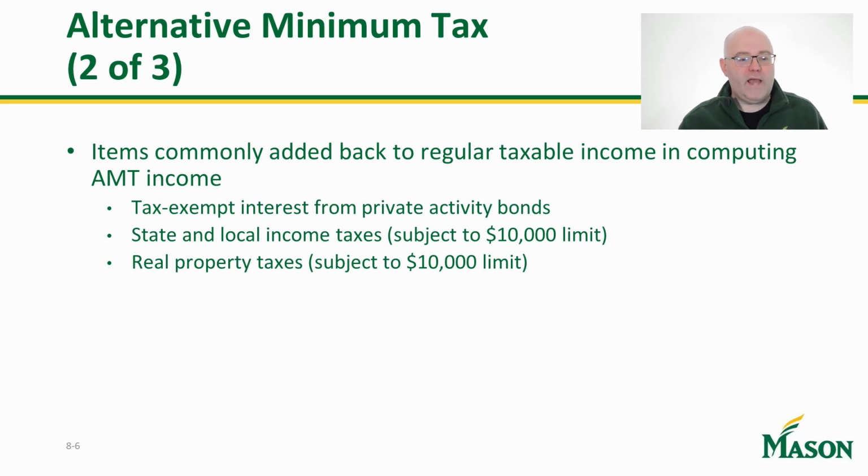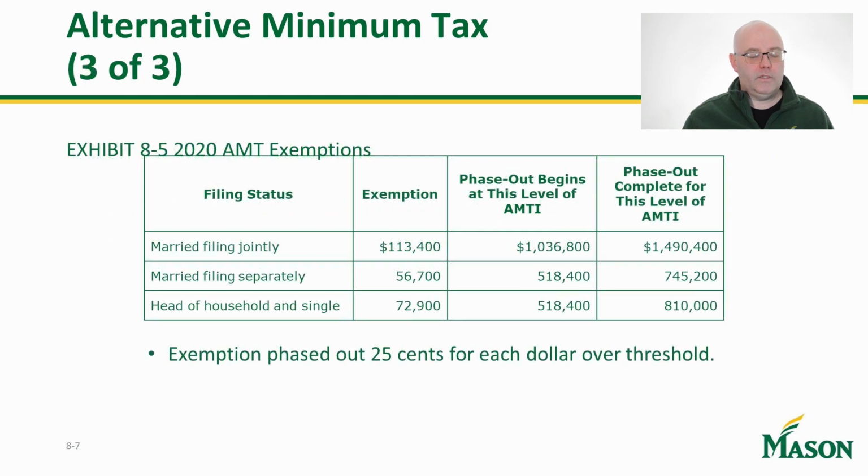State and local income taxes, again, are subject to a $10,000 limit. They are going to be added back. Most people are going to be hit by this. You're going to add just 10 grand back if they're married filing joint or if they're single. And then you have real property taxes, which are under that same $10,000 limit. So it's not a $10,000 limit for each one, but it is something that does get added into that.